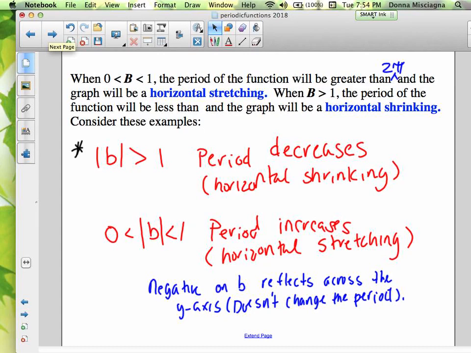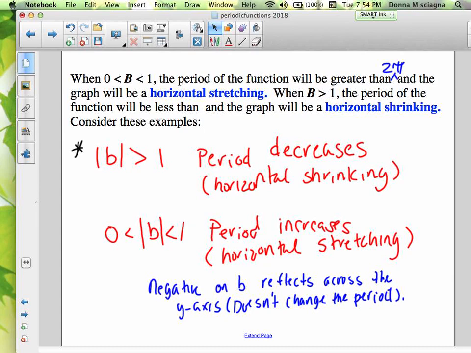If you think about it, if you're dividing 2 by a really small number, it's going to get bigger. If you divide 2 by a half, imagine you've got 2 pies and you cut them all in halves. You get 4 pieces. It gets bigger, and it's going to stretch the graph out. It takes longer with that coefficient in front of x if it's between 0 and 1.